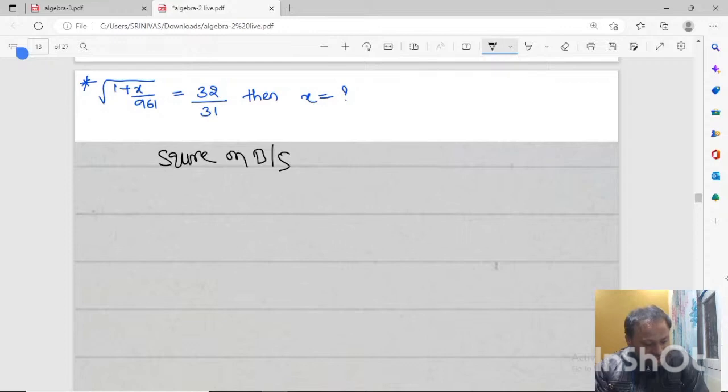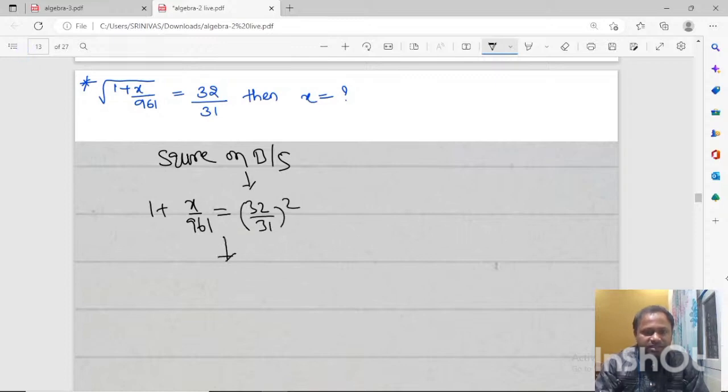See this. Square on both sides. And the answer everyone is saying is x is equal to 1. Square on both sides and simplify this, then you will get the answer. What is that? 1 plus x divided by 961 is equal to 32 by 31 whole square, and simplify this. Okay, so the answer will be 63. Check it once, maybe this will be the correct answer.